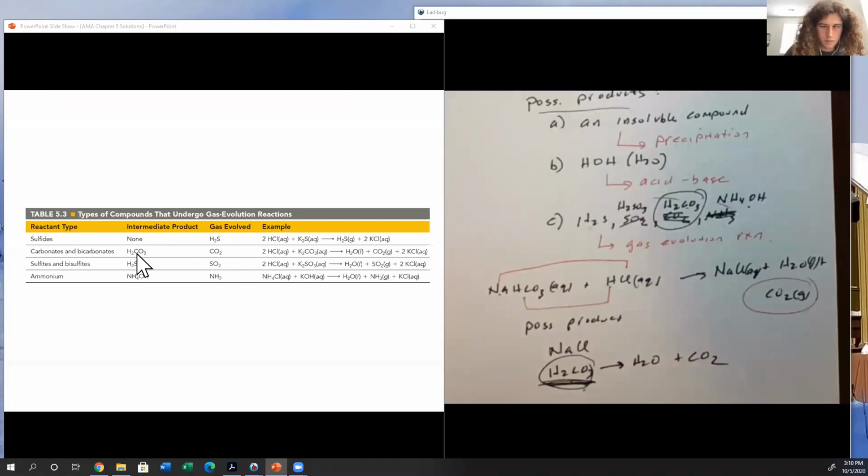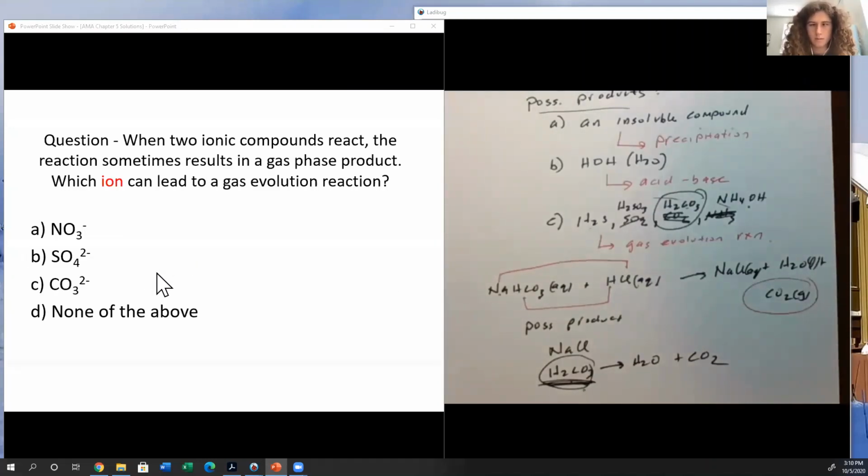So H2CO3 as an intermediate product breaks down into H2O and CO2. H2SO3 breaks down into H2O and SO2. And NH4OH breaks down into H2O and ammonia. So you've got to know this table, and you've got to know what those products are. Let's do a quick example.